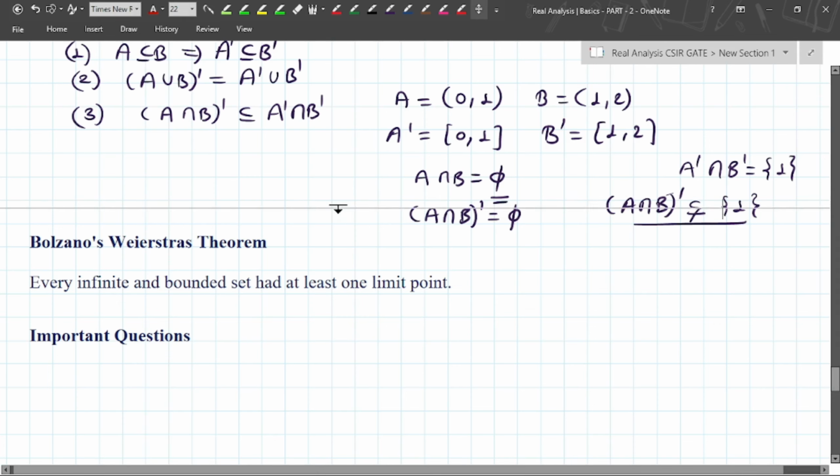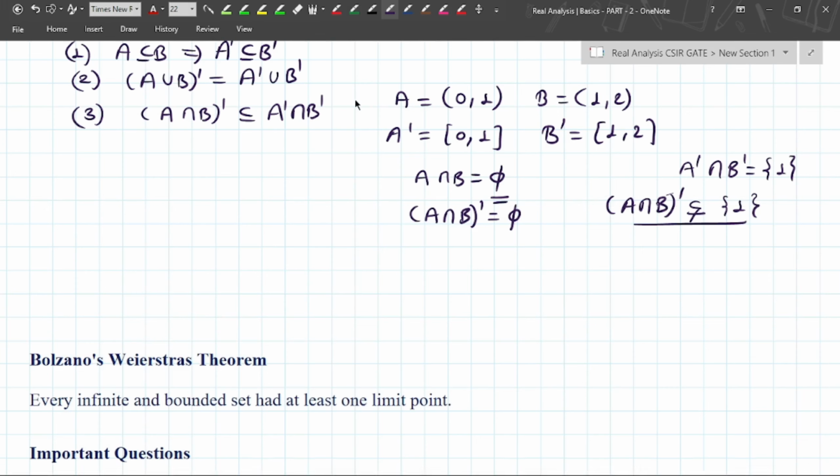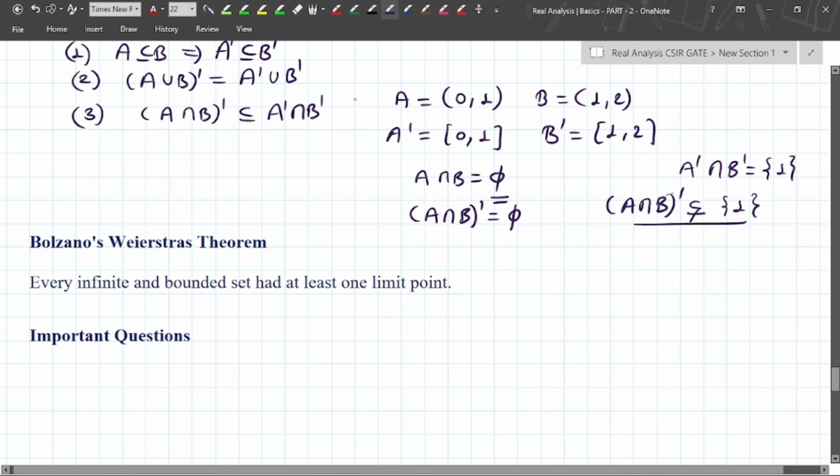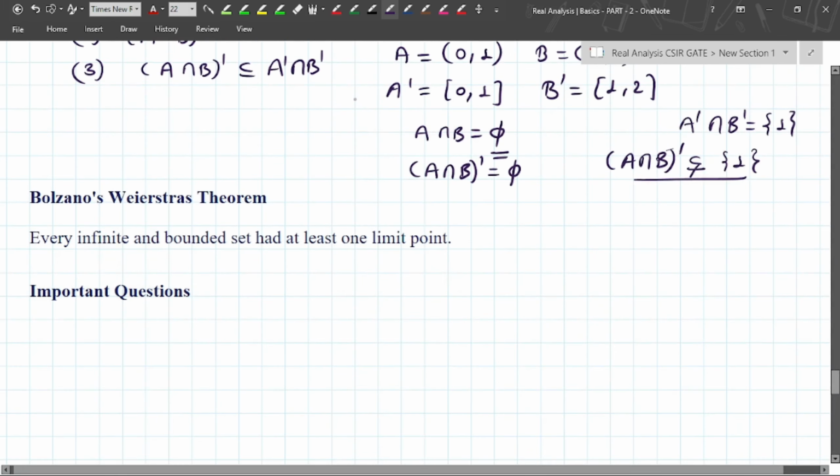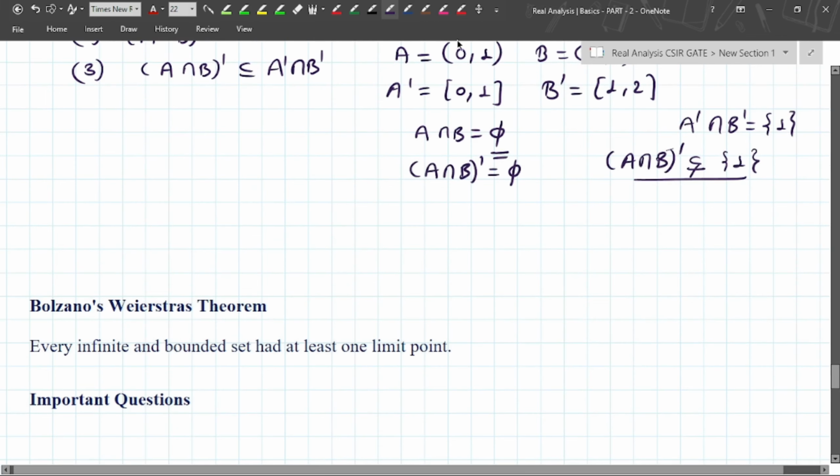Whenever we have this derived set, a set is closed if it contains its derived set. Next result is related to this. We have some more results. The sum of two open sets is an open set. This is the result. I'm not going to prove this.